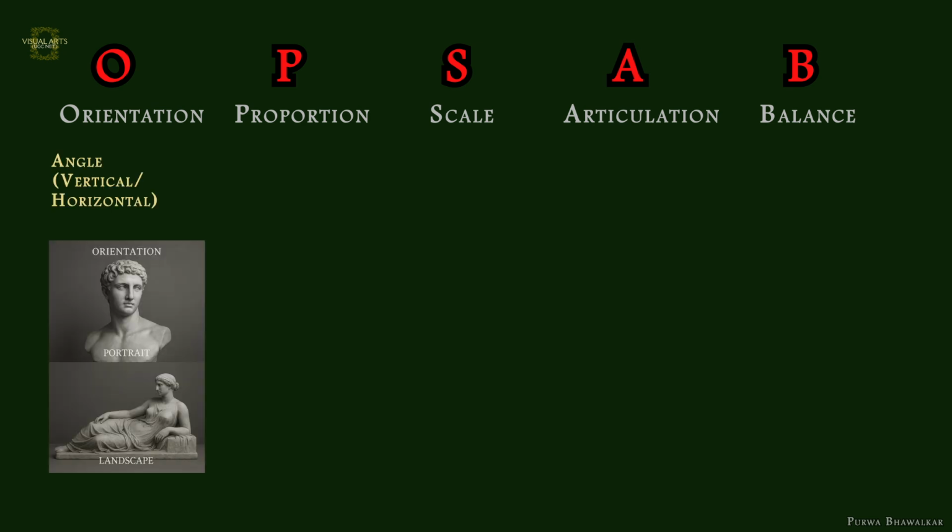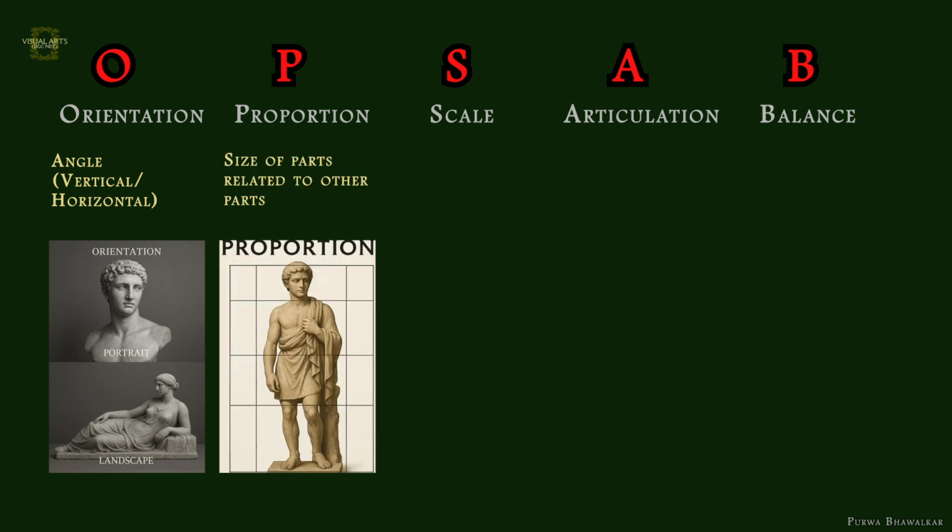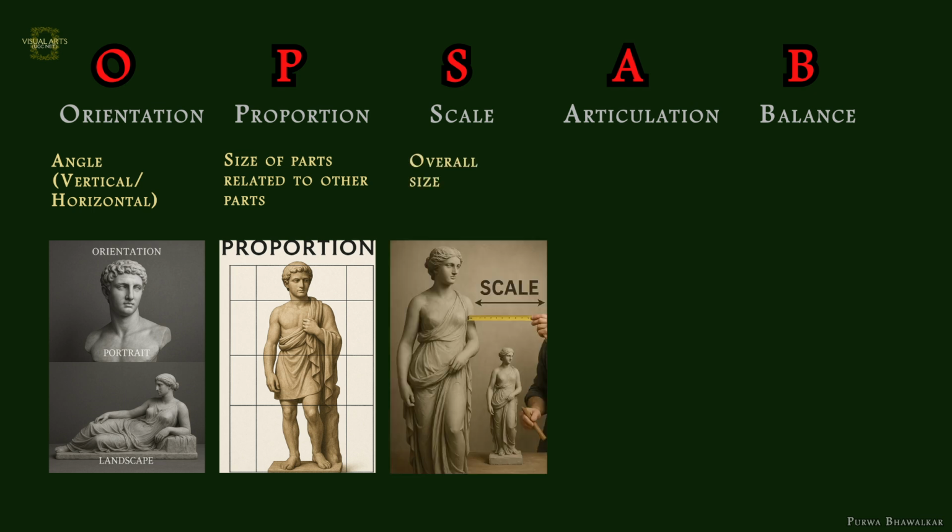Orientation in sculpture refers to how a sculpture is positioned or placed in a space, specifically the direction it faces and its overall angle as vertical or horizontal. Proportion in sculpture refers to the relationship between the sizes of different parts of a sculpture, where no part feels too big or too small compared to others or the overall piece. Scale refers to the size of a sculpture. It's about how big or small the artwork is compared to the things around it.